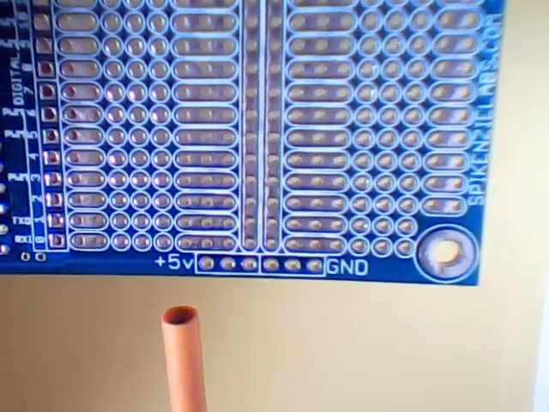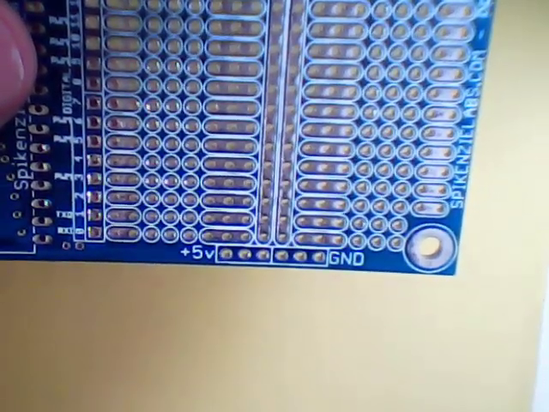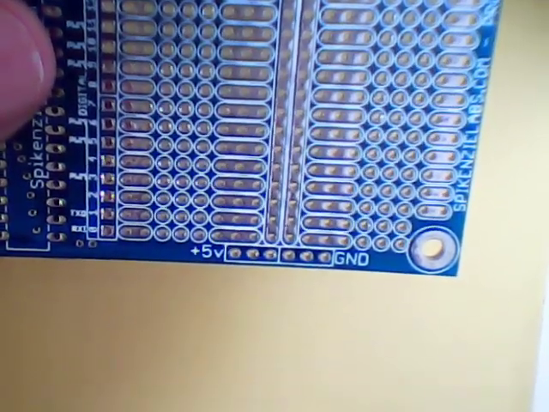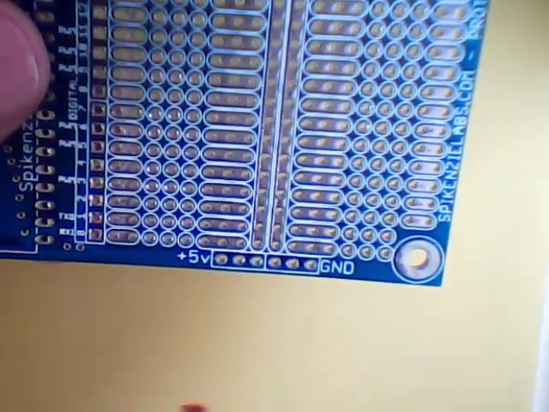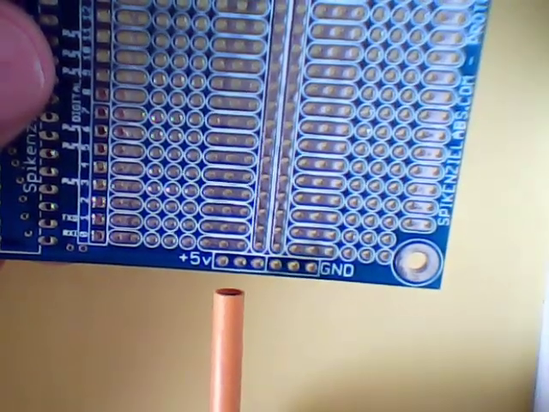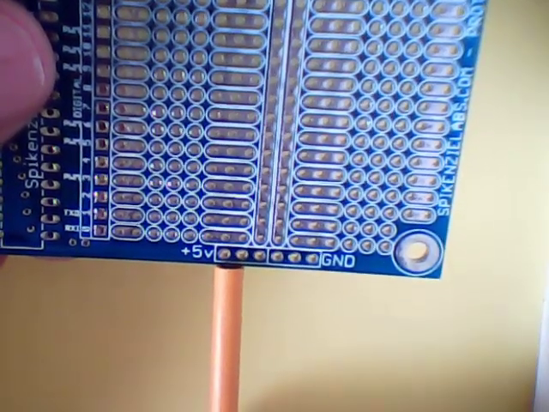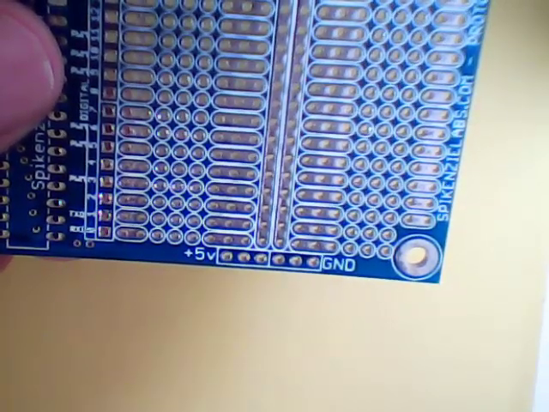Now, in my project, I've installed the voltage regulator. If your project doesn't require that voltage regulator because you've already got a 5 volt supply coming in, you can tie it in directly right in here. This 5 volts right here is tied directly to the output of the voltage regulator chip.